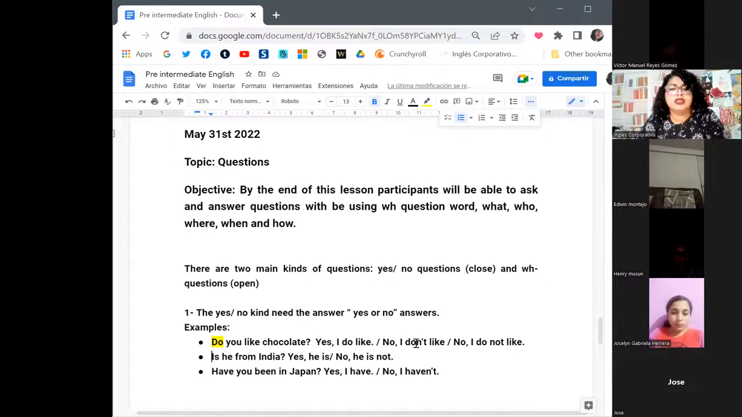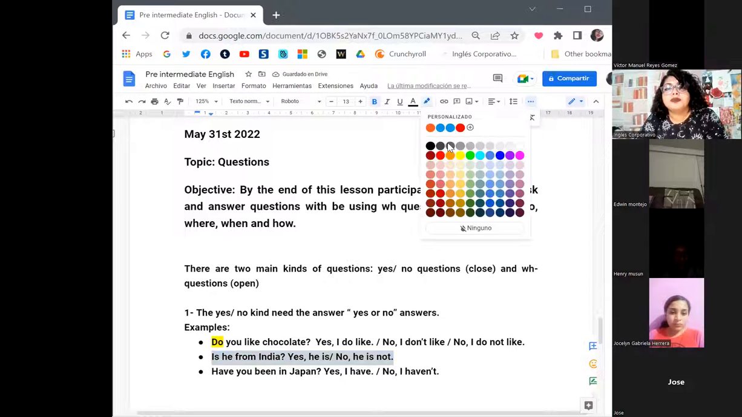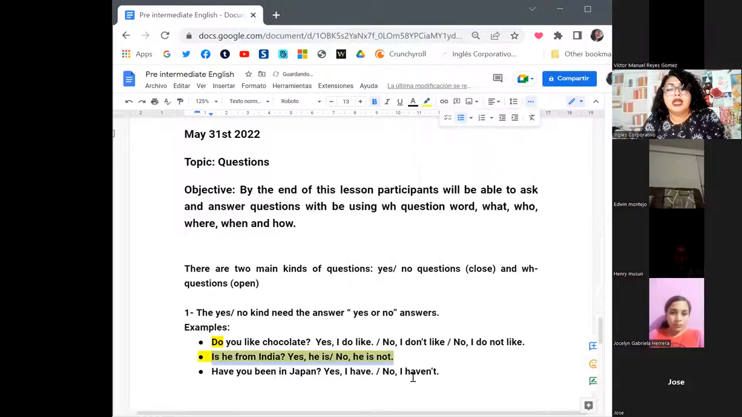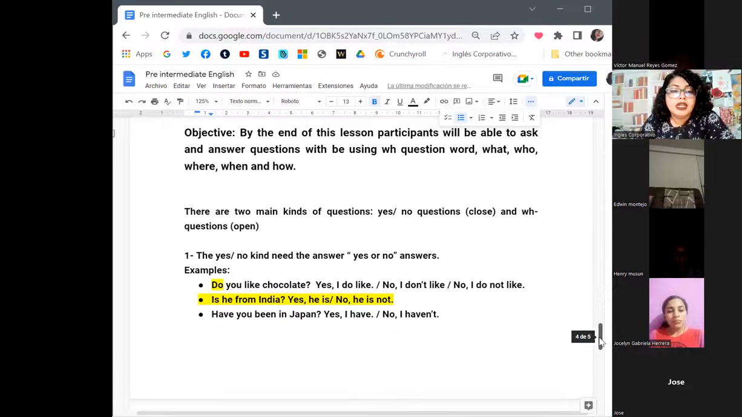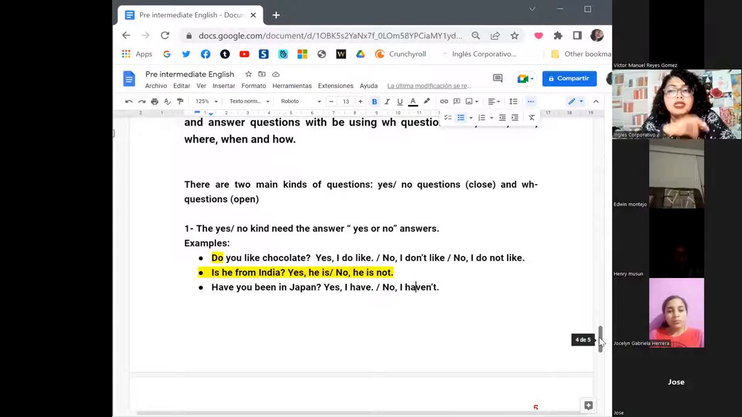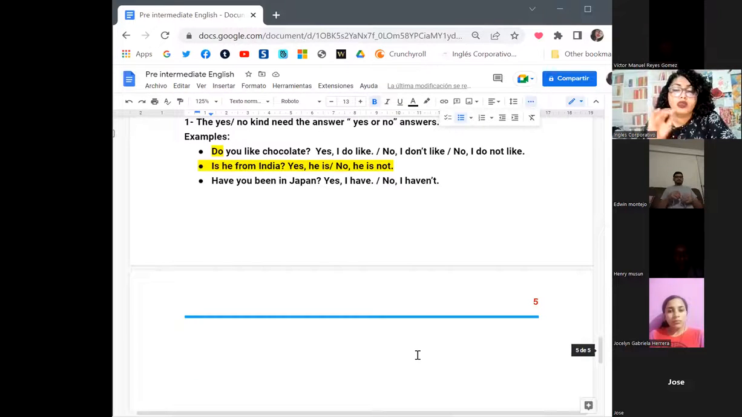No, that is not the one that I want. It's this one. So, we are going to focus on a question with verb to be. We are going to create question with verb to be at the beginning of the statement. If you can see, we have three different types of questions in this category, but now we need to see just the question with verb to be. Vamos a ver solo las que empiezan con el verbo to be.